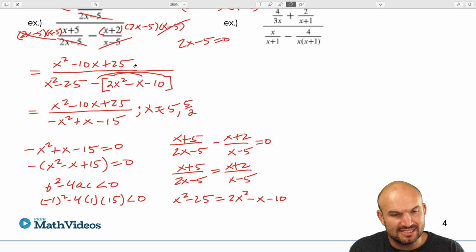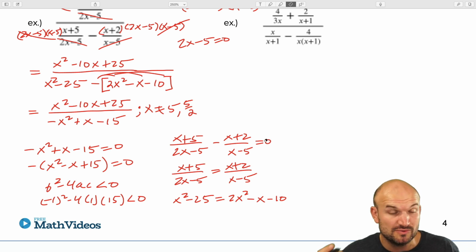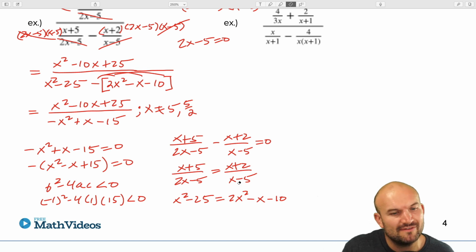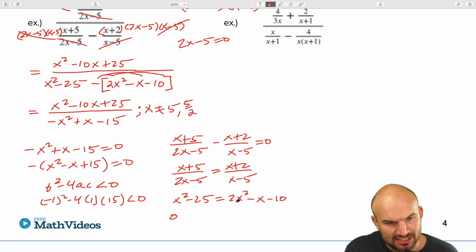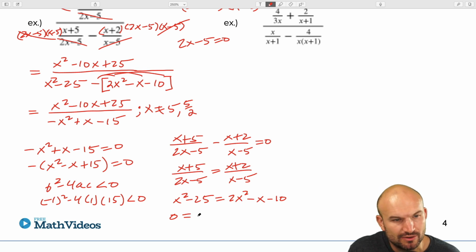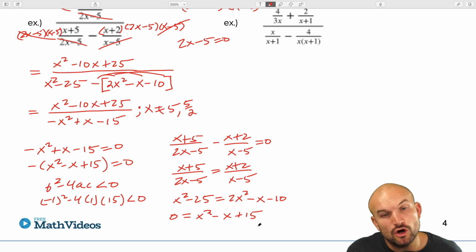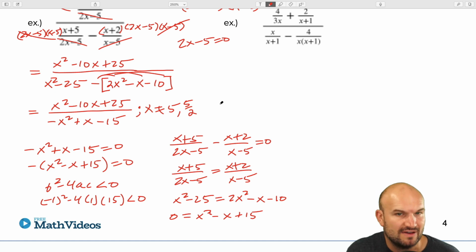So when you look at this, setting this denominator equal to 0, because we can't find values that set the denominator equal to 0, you can see that we're going to arrive at the exact same answer. When you combine like terms, you can subtract the x squared and add the 25, and you get 0 equals x squared minus x plus 15. And when you solve this, as we already determined from the discriminant, there are no values that make this denominator 0. So our only excluded values, guys, are going to be 5 and 5/2.